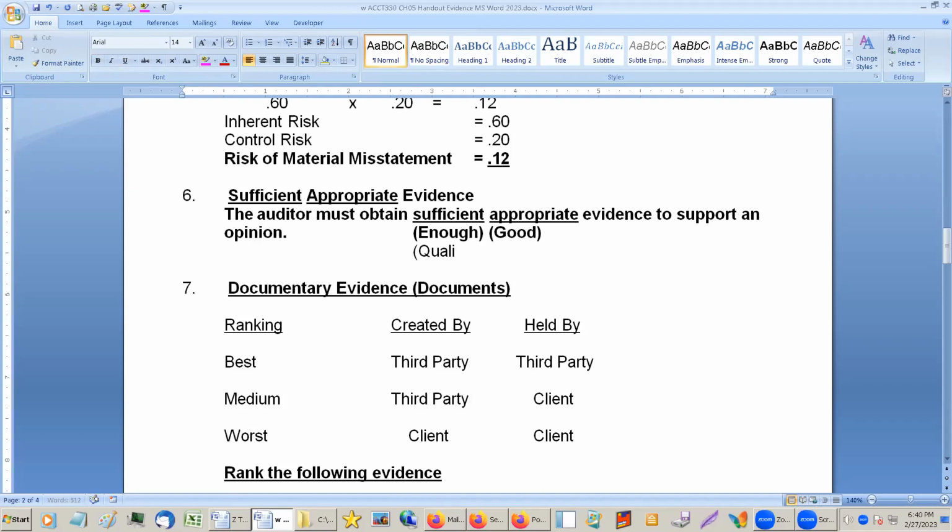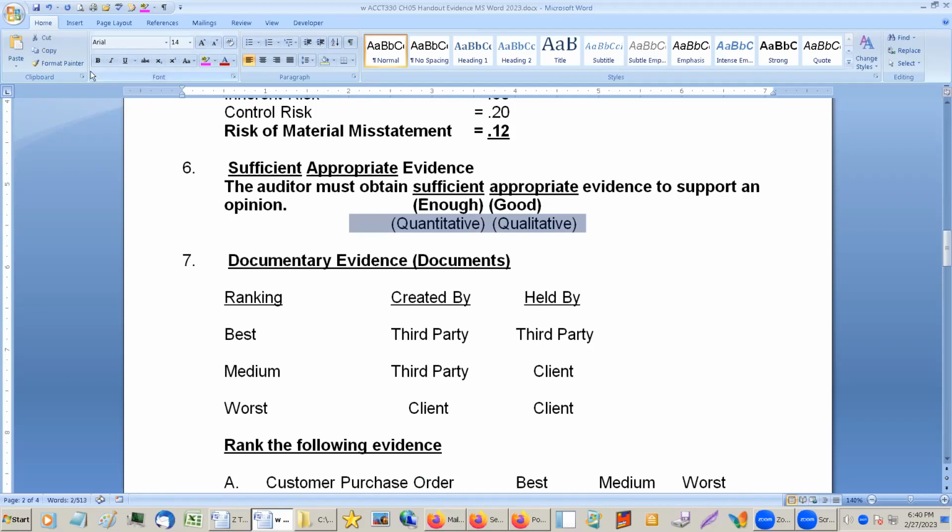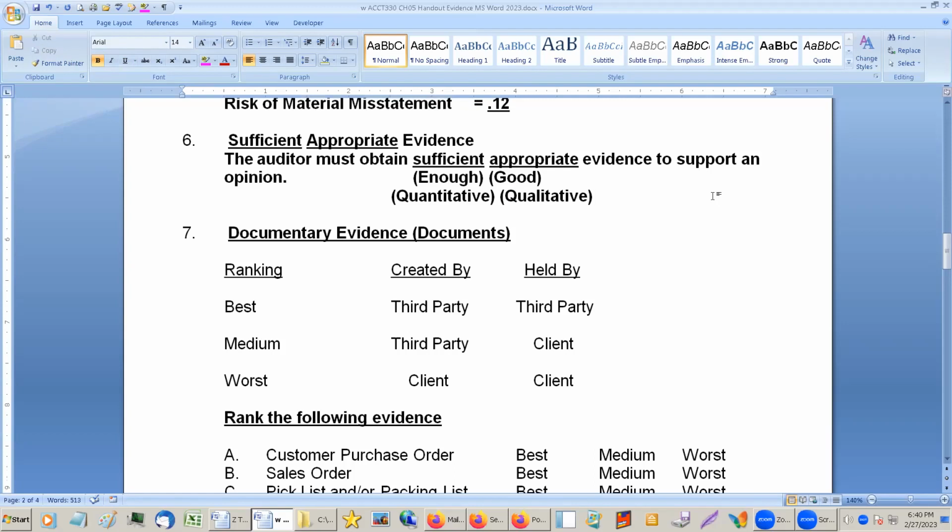Oops, wrong. Run out of space here. So enough is a quantitative and good is a qualitative. You'll see that sometimes. So they've got to get enough good evidence. They have to get a quantity of quality evidence to support an opinion. And if they can't, then they can't make an opinion.